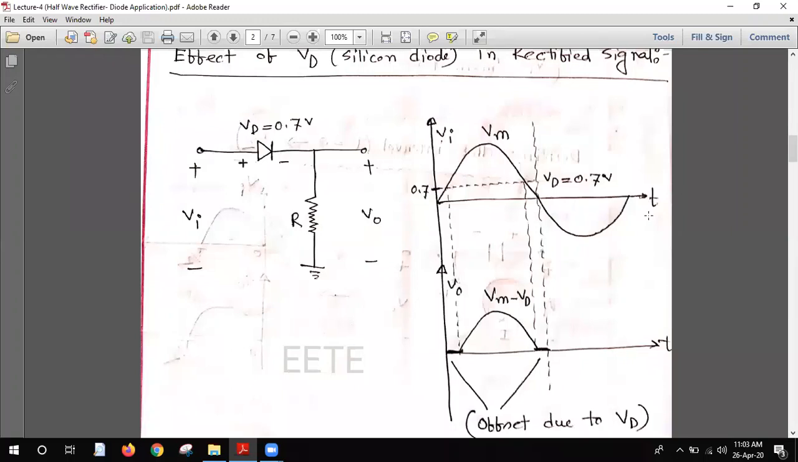Silicon diode, we all know that in a silicon diode, the diode voltage VD equals 0.7 volt. In the ideal diode, VD was 0 volt, but in the silicon diode, VD equals 0.7 volt. Okay. So let's see how it works. So remember, now the circuit will remain the same.